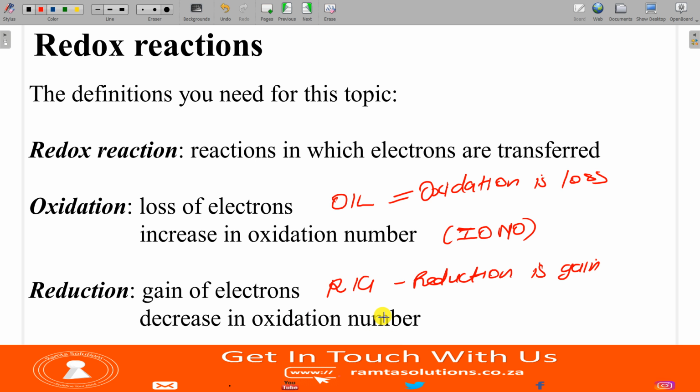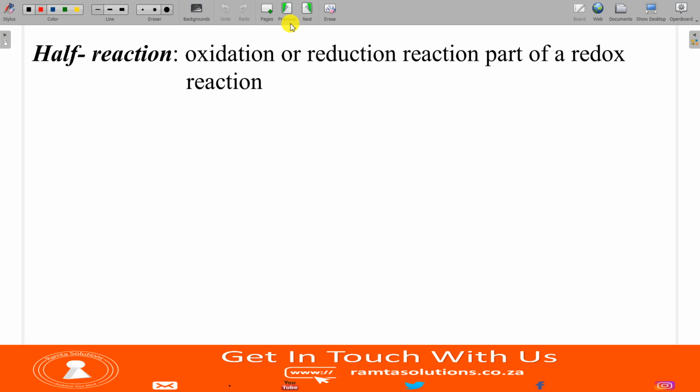Okay. Now, let's go. When we write redox reactions, we have what we call a half reaction. A half reaction is basically an oxidation or reduction reaction that is part of a redox reaction. I have to give you an example here.